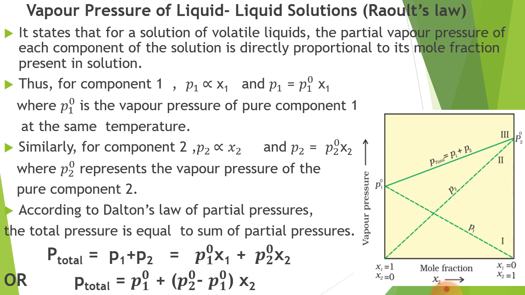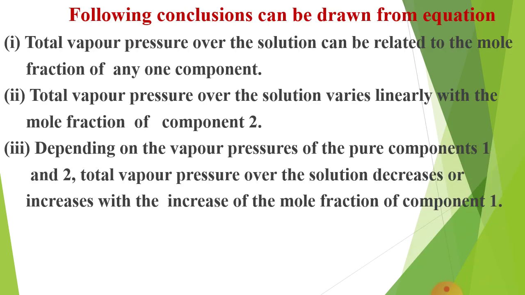But if we draw the graph of P1 and x1, this is y equal to mx, so no intercept is there. That's why P1 is directly proportional to x1 and the graph passes through the origin. Now after studying the graph, the following conclusions can be drawn from the above equations.